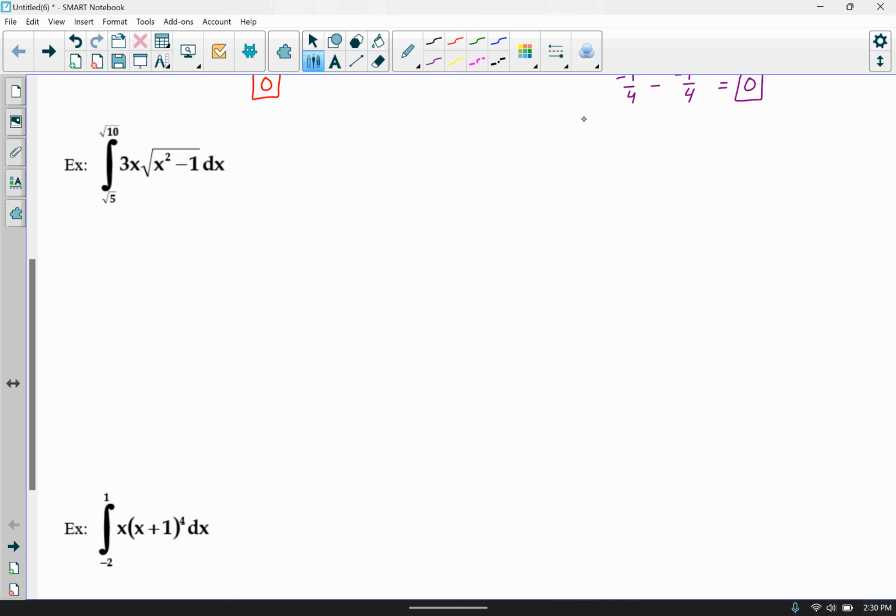And you know what might be even better before I do that is let's think about a way we could rewrite this. That square root is the same as x squared minus 1 raised to the 1/2 power. All right, so then if I let my u equal x squared minus 1, that's the function within a function, the base raised to a power. Derivative of that then is 2x dx.